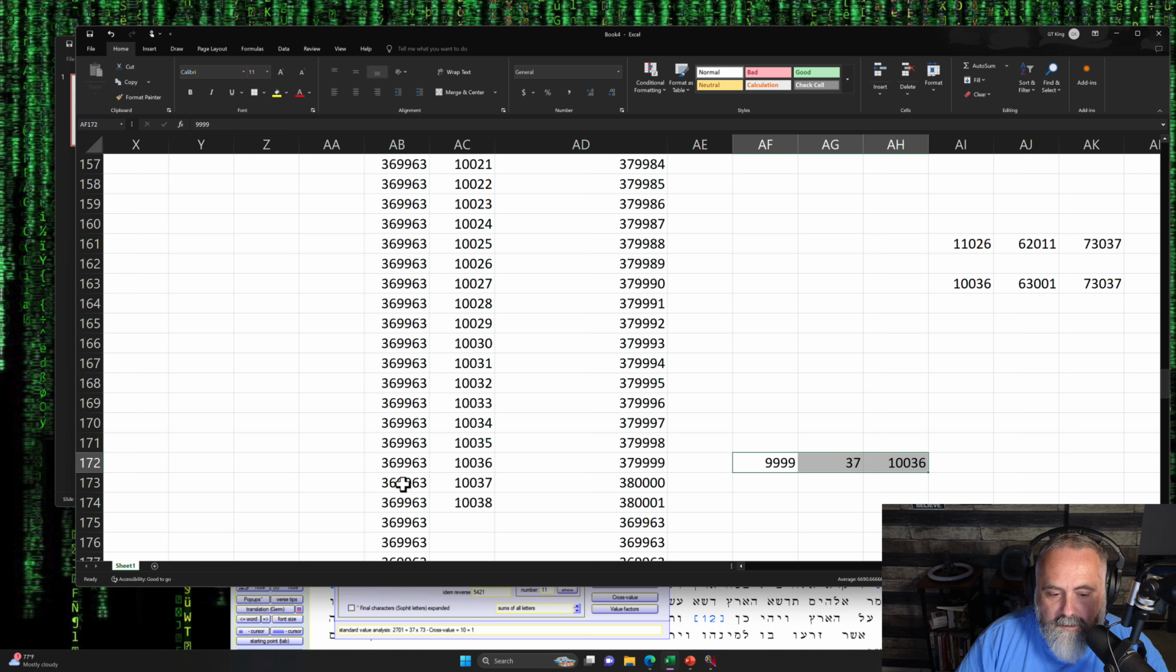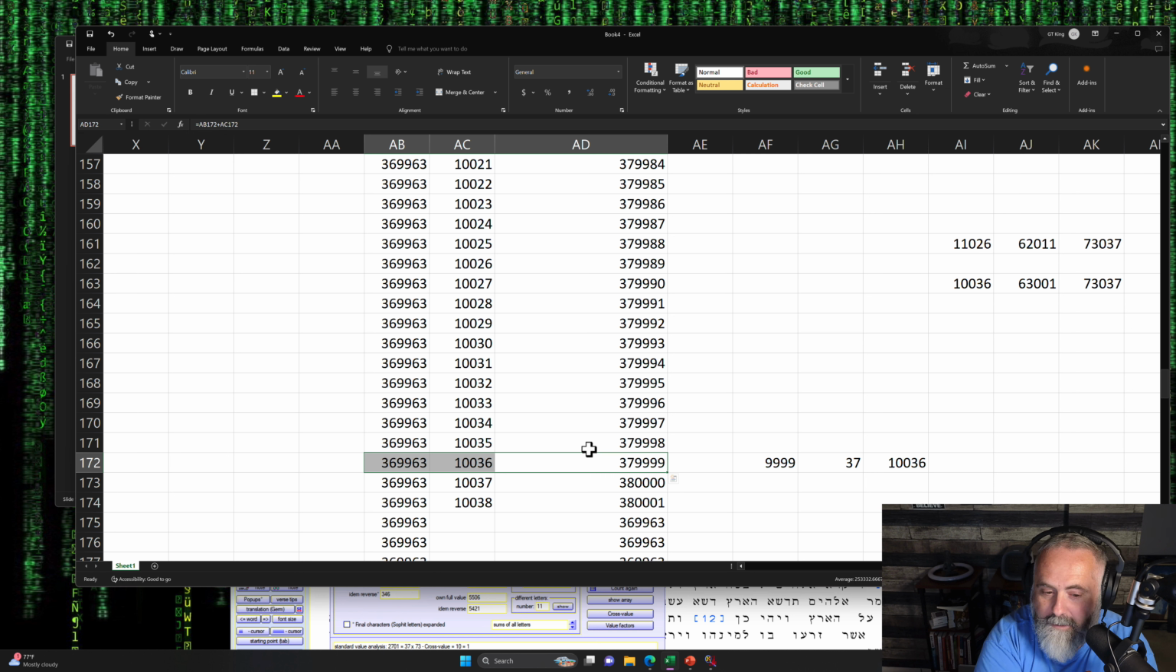So, again, what are the chances that this 4-digit sequence continuing up into the 10,000s would stop at this number, 10,036, which when added to its mirror opposite gives us 73037.